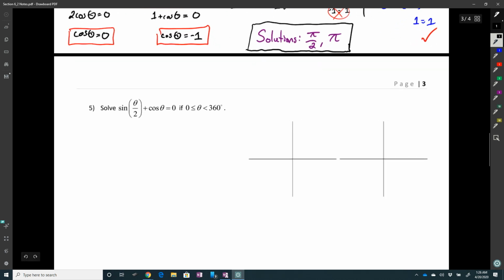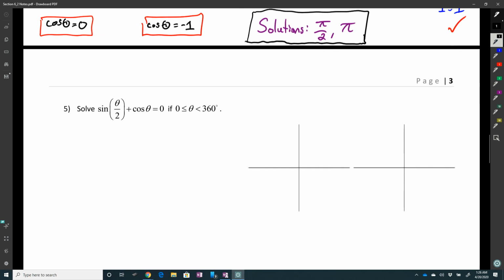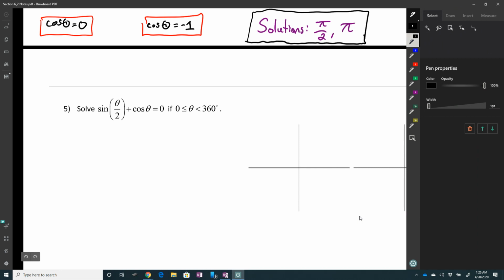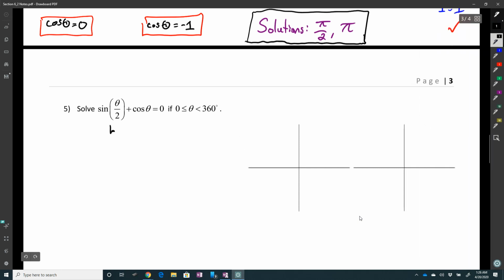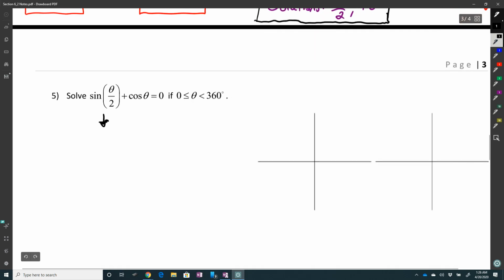So, this last one, solve sine theta over 2 plus cosine theta equals 0. So here we're going to use the half angle identity. I'm really bad at drawing big square roots. So this is plus or minus the square root of 1 minus cosine theta over 2, plus cosine theta equals 0.